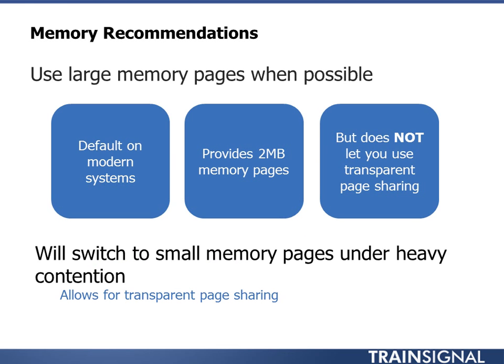It'll switch to small memory pages under heavy contention. So as memory gets used, you start going to 89% on a vSphere host, it'll click and switch to small pages, which are much more likely to be duplicated, and then transparent page sharing takes effect.